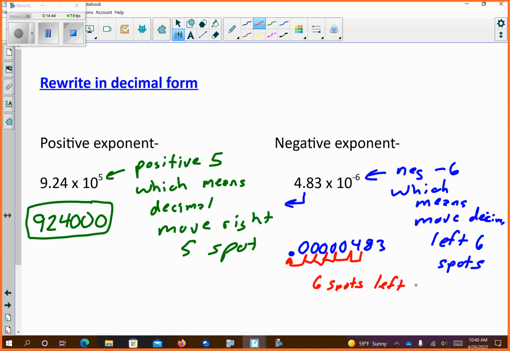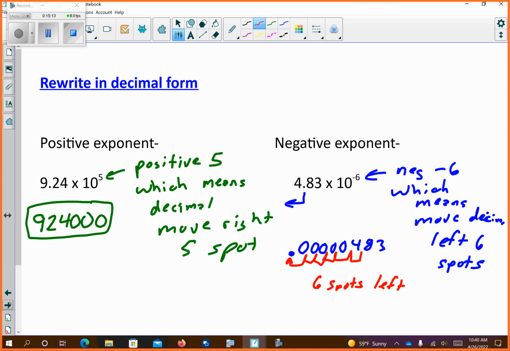So again, we're taking them out of scientific notation and putting them into standard form. Negative exponent, decimal moves left. Positive exponent, decimal moves right, as long as your base is 10. Scientific notation shouldn't be given to you in something that's not base 10. All right, can I move on?